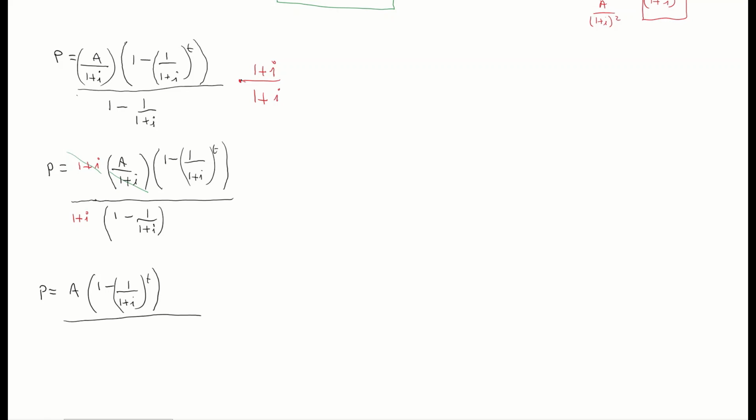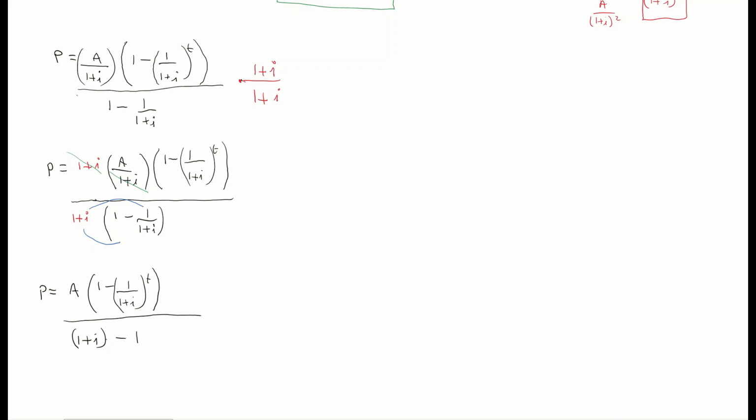On the bottom now, I need to multiply in this 1 plus i into the bracket. So I need to multiply it by both terms. The 1 plus i multiplied by the 1 is giving me 1 plus i. And then when I multiply the 1 plus i by the 1 over 1 plus i, the 1 plus i in the bottom will cancel with the 1 plus i in the top. So that'll just give me minus 1.